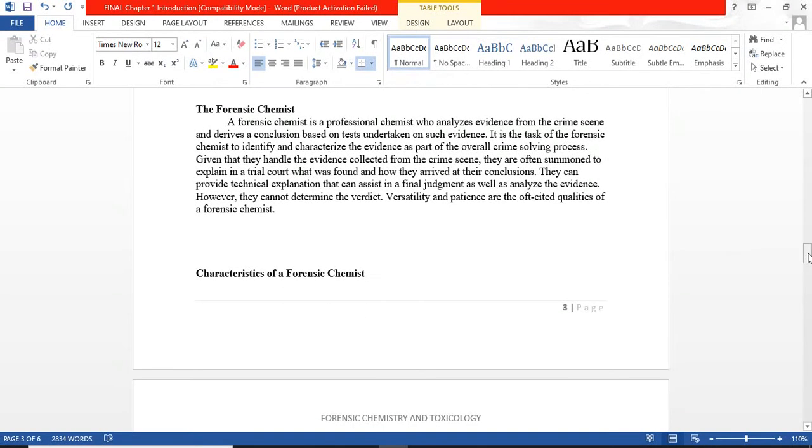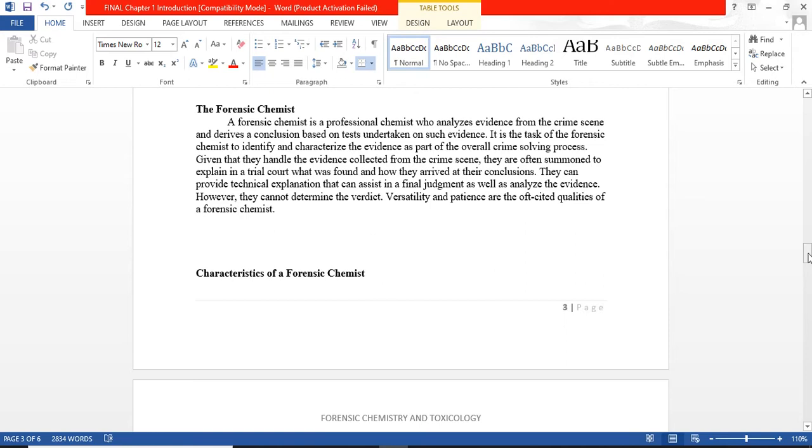Next is the forensic chemist. A forensic chemist is a professional chemist who analyzes evidence from the crime scene and derives conclusions based on the tests undertaken on such evidence. It is a task of forensic chemists to identify and characterize the evidence as part of the overall crime-solving process, given that they handle the evidence collected from the crime scene. They are often summoned to the court to explain what they found out about the evidence.